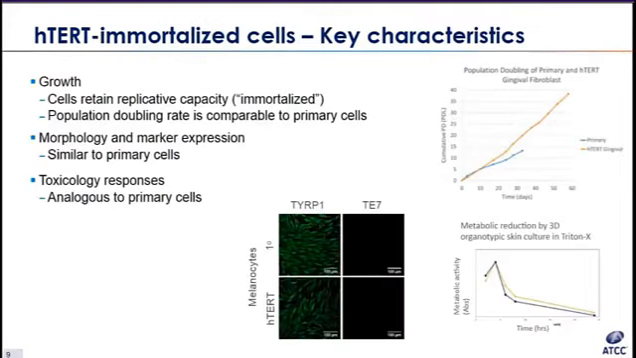hTERT primary cells are fully characterized, just as the parental primary cell, except hTERT cells are guaranteed to express primary cell functionality at longevity, which is considered to be greater than 35 PDLs.